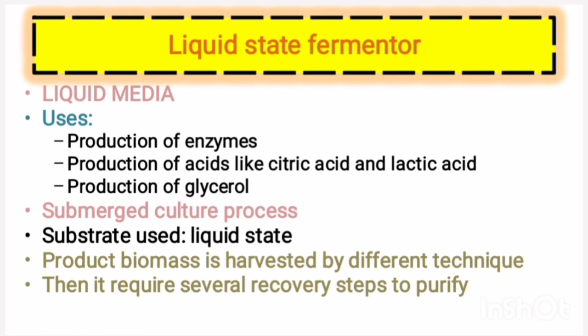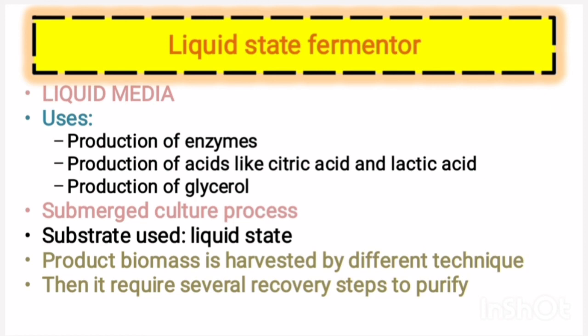In the submerged process, the substrate used for the fermentation is always in liquid state. And the liquid media contains all the nutrients needed for the growth of the microorganism. The fermenter which contains the substrate is operated. And finally, it produces the biomass, product biomass.